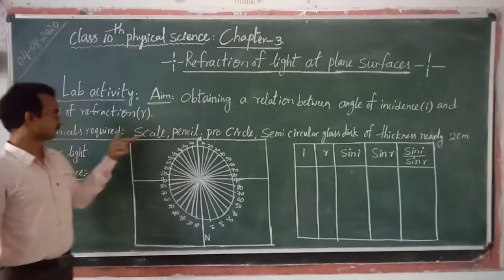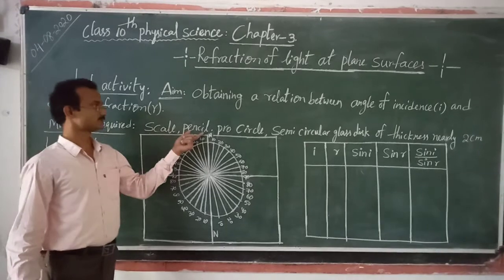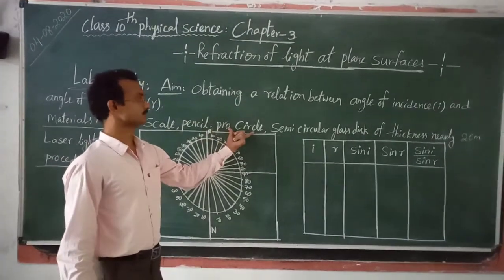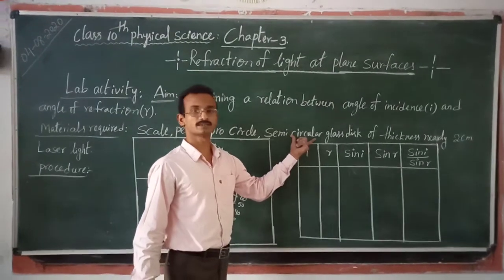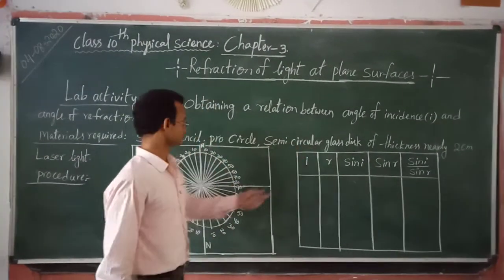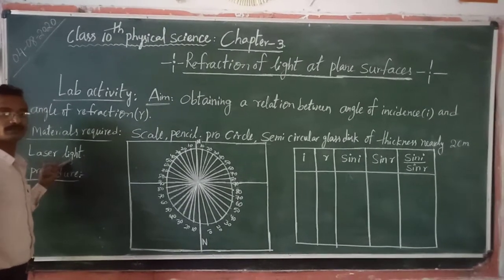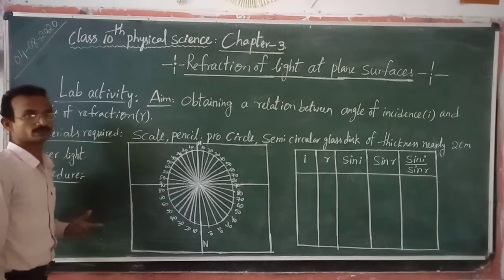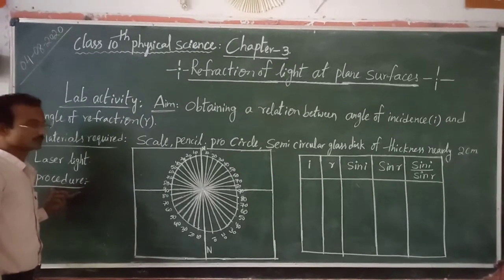The materials required for this lab activity are a scale, pencil, pro circle, a semicircular glass disc of thickness nearly 2 cm, and laser light. These are the materials required to do this lab activity. Next, the procedure of the lab activity.